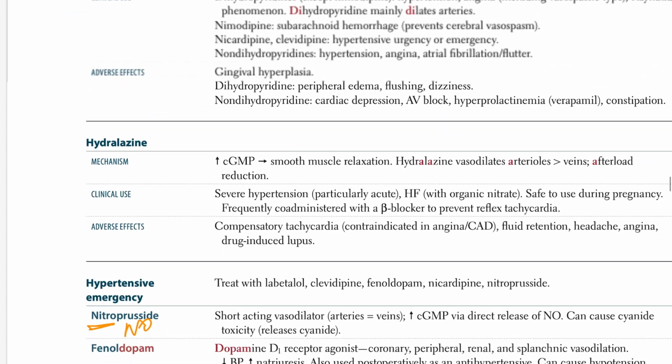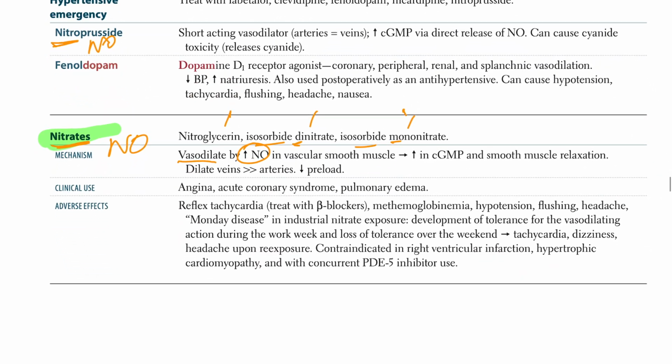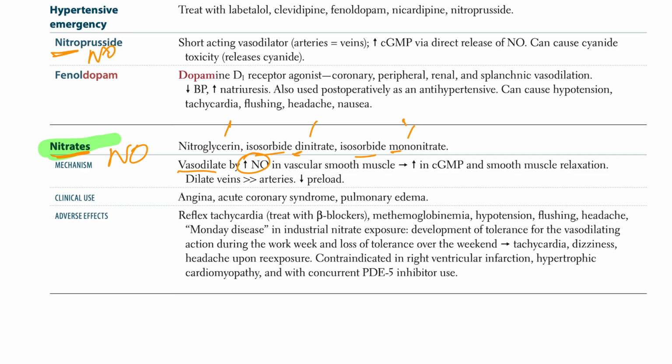Hydralazine, we talked about, also acts through nitric oxide. So all of them are working through one main thing, which is nitric oxide. So they increase nitric oxide in the vascular smooth muscle, causing increase in cGMP and smooth muscle relaxation. They would dilate the veins. Now it's specific for the veins more than the arteries, high yield. Because it's specific for the veins, there will be a decrease in preload.